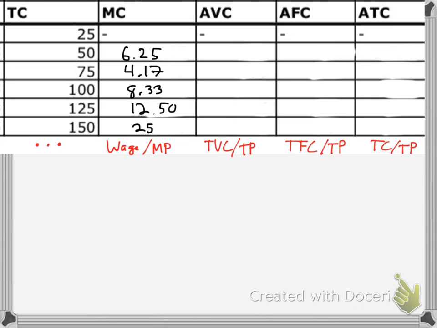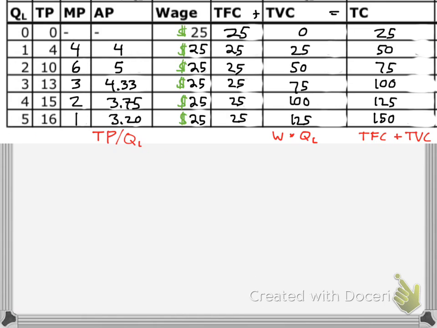So now we're going to go for average variable cost, and average variable cost is total variable cost divided by total product. So our total variable cost is in this column here, and we're going to divide it by our total product, which is here. So 25 divided by 4, 50 divided by 10, 70 divided by 13, 100 divided by 15, and 125 divided by 16.